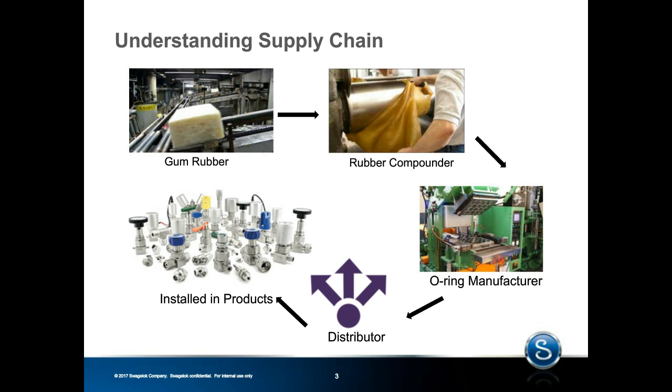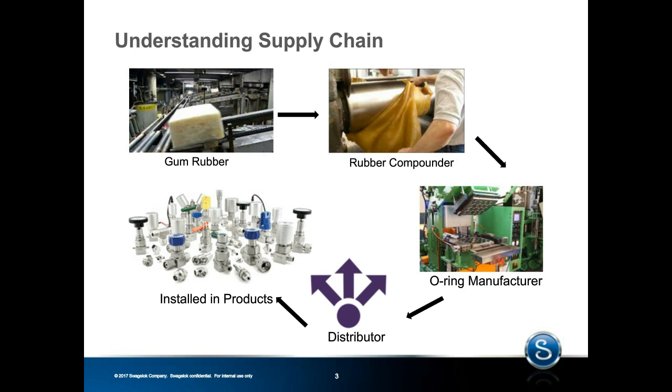From there, those O-rings are typically sold to a distributor. So imagine if you're an O-ring manufacturer and you're manufacturing a mass quantity of O-rings. It'll be very difficult for you to sell small numbers of O-rings and have a profitable business. So for the most part in this industry, O-rings are sold to a distributor. The O-rings then are purchased from companies like Swagelok through a distributor and placed into our products.